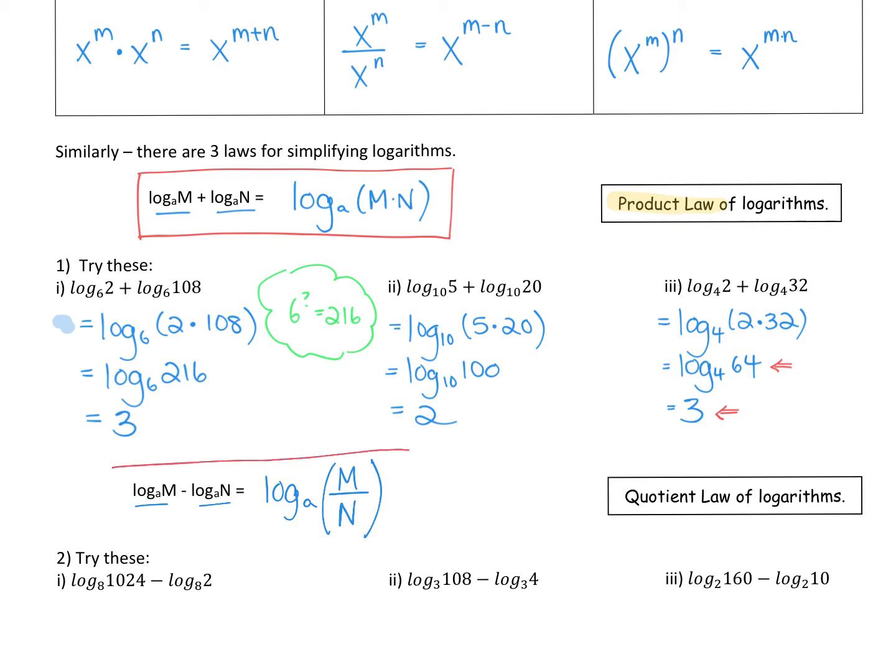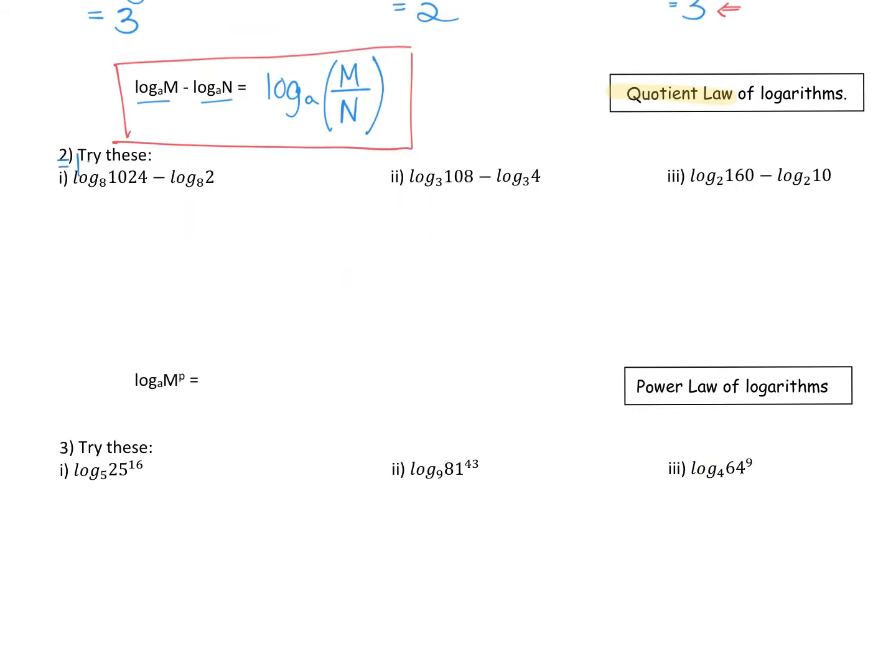Okay, and I hope it comes as no surprise that that law is called the quotient law of logarithms. Okay, so let's try it. I think you could probably even take what you learned above, pause the video, and try those next couple on your own. For this first one, we'll write it as a single log of 1024 over 2. Simplify, so we get log 8 of 512. And then I ask myself 8 to the what equals 512, and the answer is 3.